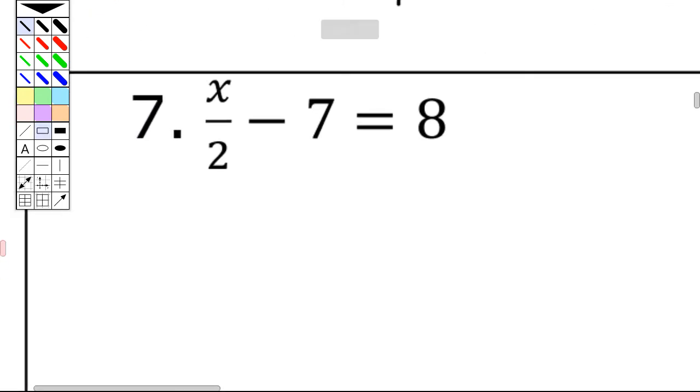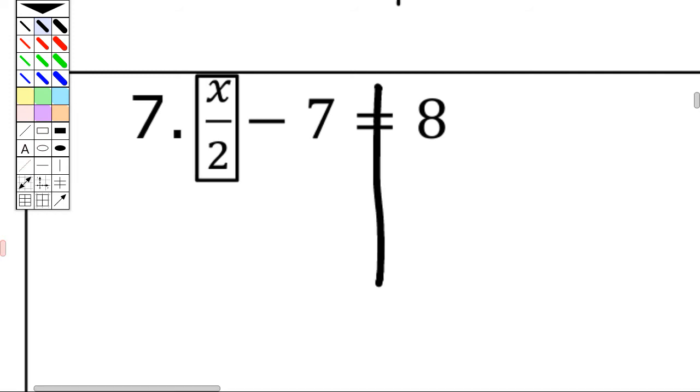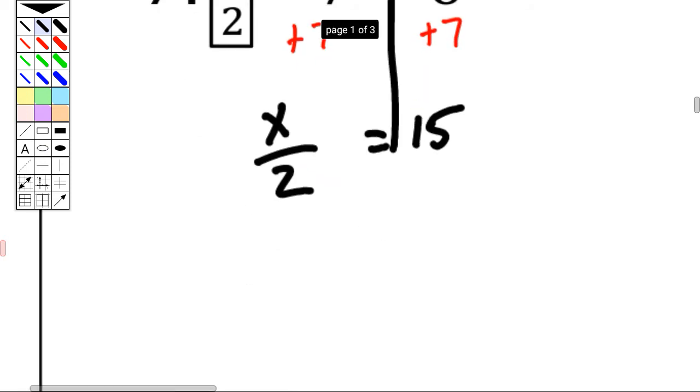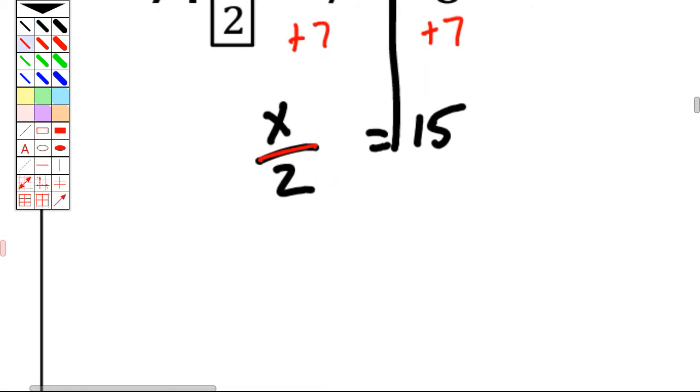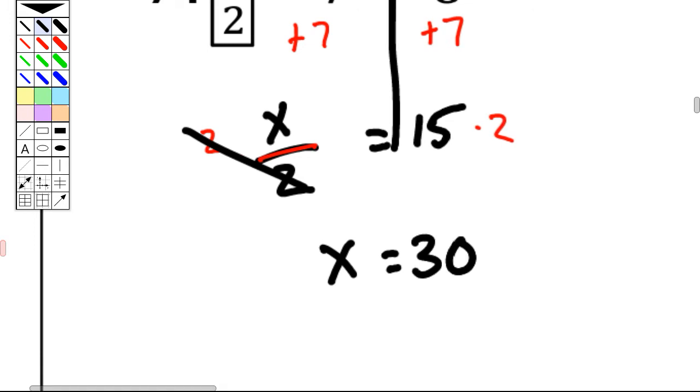Alright, let's get the variable term by itself. How do you get rid of a -7? I need to add 7, both sides. This quotient comes down, x over 2. 8 plus 7 is 15. And undo this division by multiplying. Multiply by 2, multiply by 2. So I get x is equal to 30.